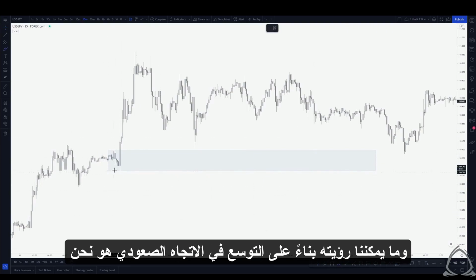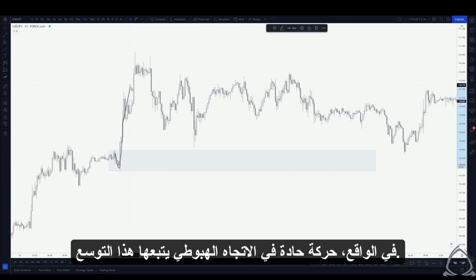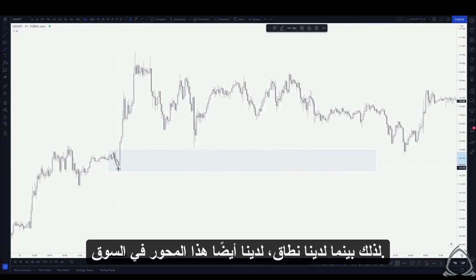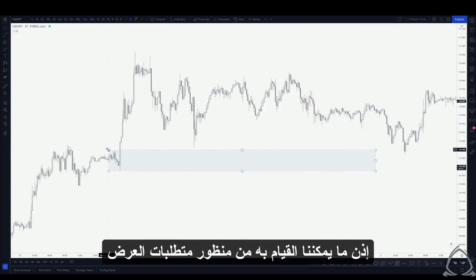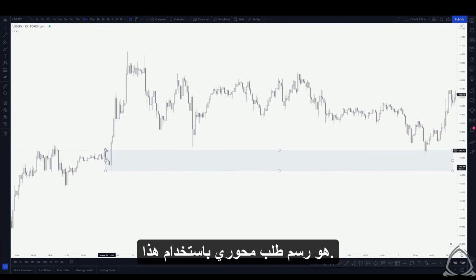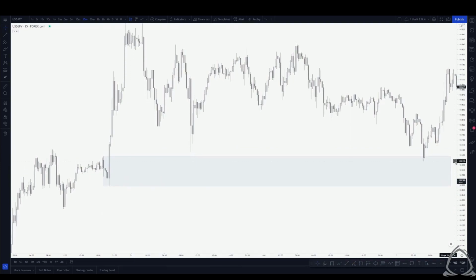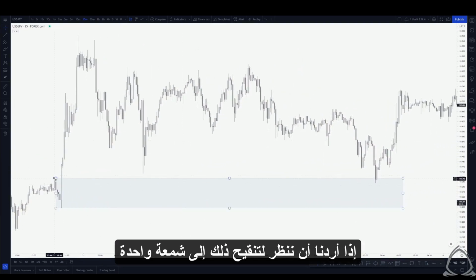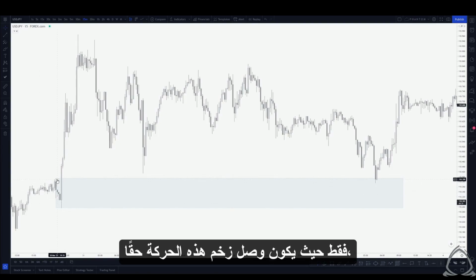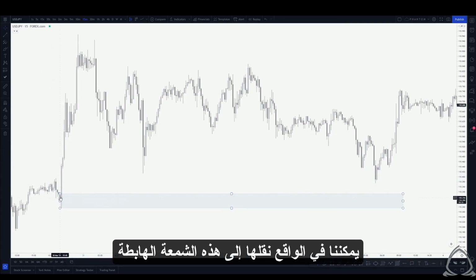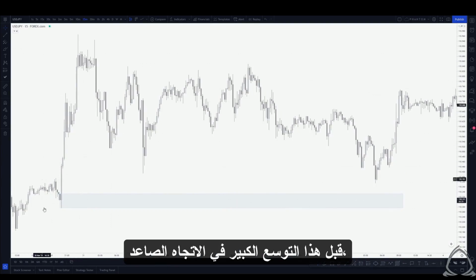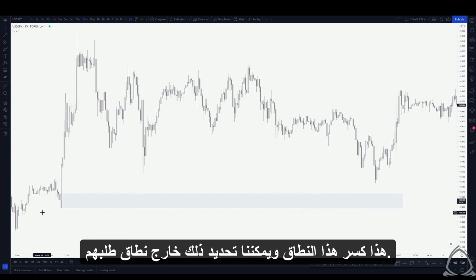And what we can see based on the expansion to the upside is we actually have a sharp move to the downside followed by that expansion. So while we do have a range, we also have that pivot in the market. So what we'd be able to do from a supply and demand zone perspective is draw out a pivot demand using this sharp move to the downside to draw our zone. If we wanted to refine that to just one candle where the momentum of that move really arrived, we could actually move it to this bearish candle before this large expansion to the upside that broke this range. And we'd be able to mark that as our demand zone.